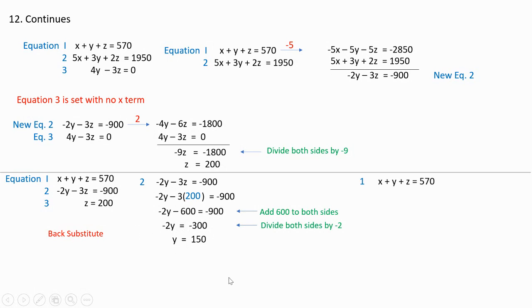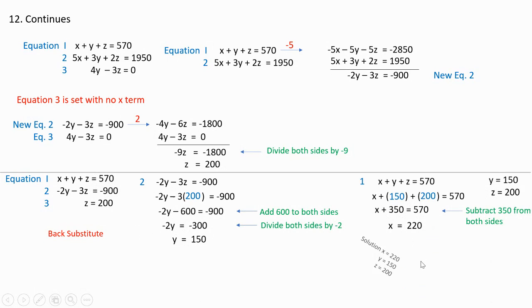Now I have my y and z. So I'm going to go back to equation 1 and plug in 150 for y and 200 for z. After I add them, it's going to give us x plus 350 equals 570. We subtract 350 from both sides. So x equals 220. So x equals 220, y equals 150, and z equals 200. But again, that wasn't what we're looking for, right? They want to know how many adults, teenagers, and preteens are in the concert. So there are going to be 220 adults, 150 teenagers, and 200 preteens.